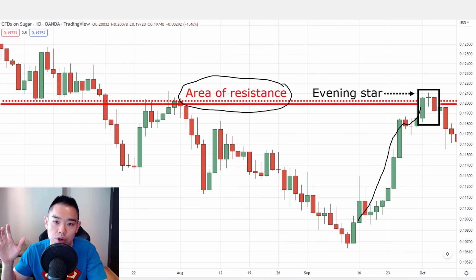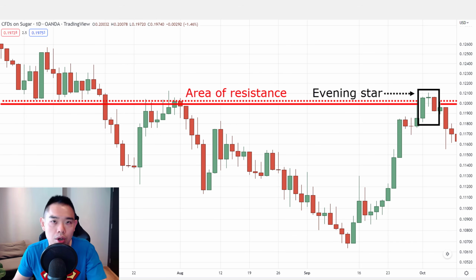For those of you who are not familiar, resistance is an area where selling pressure could come in to push the price down lower. No guarantee you will reverse from resistance, so this is where you can use tools like candlestick patterns to help you time your entry. Again, don't worry, we'll talk about all the details, the trading strategies, entries and exits later on.